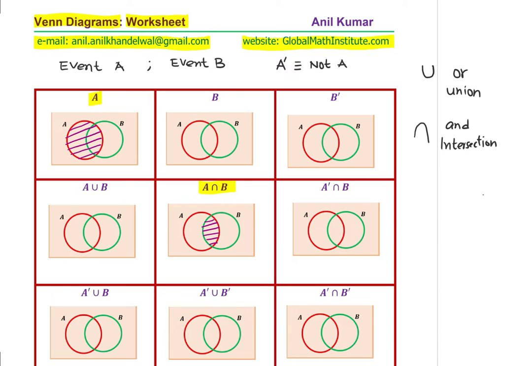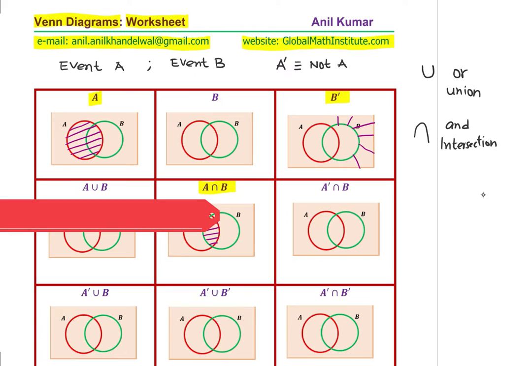Now let's also look into complement of B. Complement of B means not B. Not B means everything which is outside of B. So if I have to shade that, how will I do it? Well, B is within the green circle. So outside B is like this, as I'm shading now. Is this clear to you?